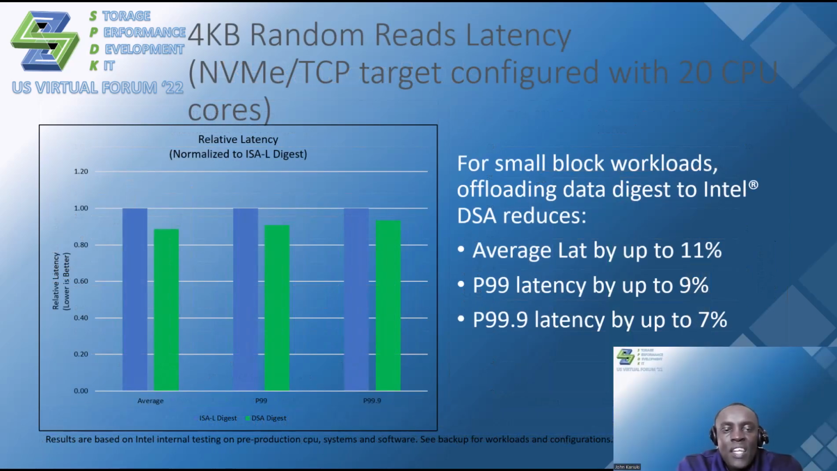As far as the latency for the 4K random read workload, when we look at the latency at the point where the network was saturated, what we see is that when the target was using Intel DSA to compute the data digest, we observed an average latency reduction of up to 11% and a P99 latency reduction of up to 9% and a P99.9 latency reduction of up to 7%.